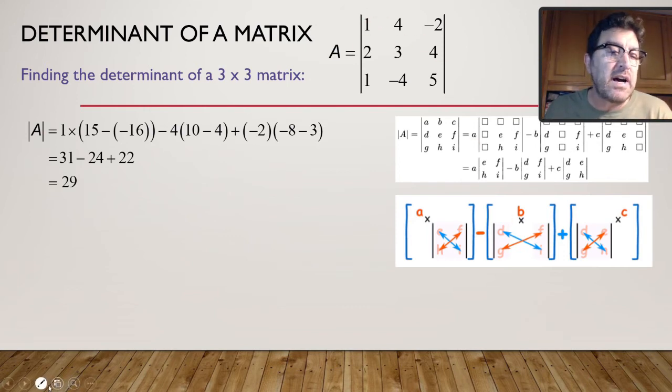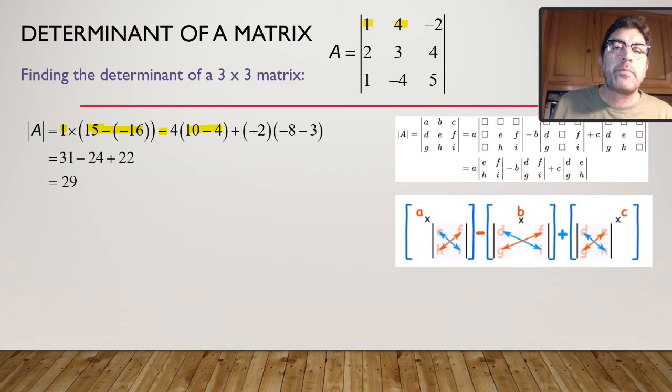Now let's get the highlighter so we can follow what we're doing. The first entry here is 1. So it's 1 times what is left, 15, that product, minus 16, is 15 plus 16. Good. Then we minus what? The next number. So we ignore those two. So we get 10 minus 4.